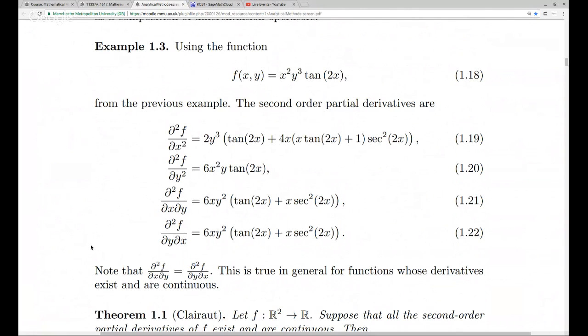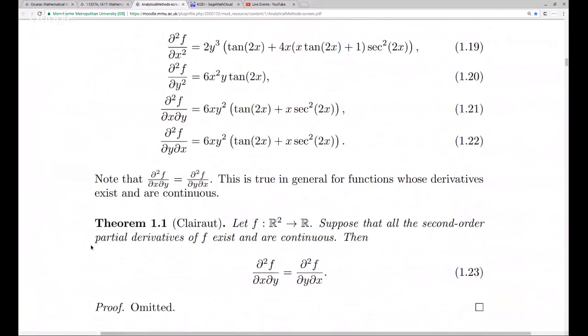And that is true in general for most well-behaved functions, if you like. So while I said at the start that there were 4 possible second-order partial derivatives, really most of the time there's only going to be 3.